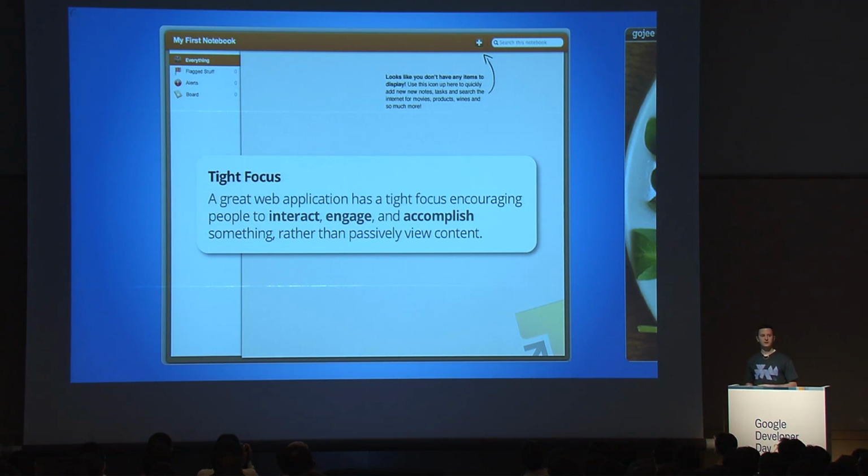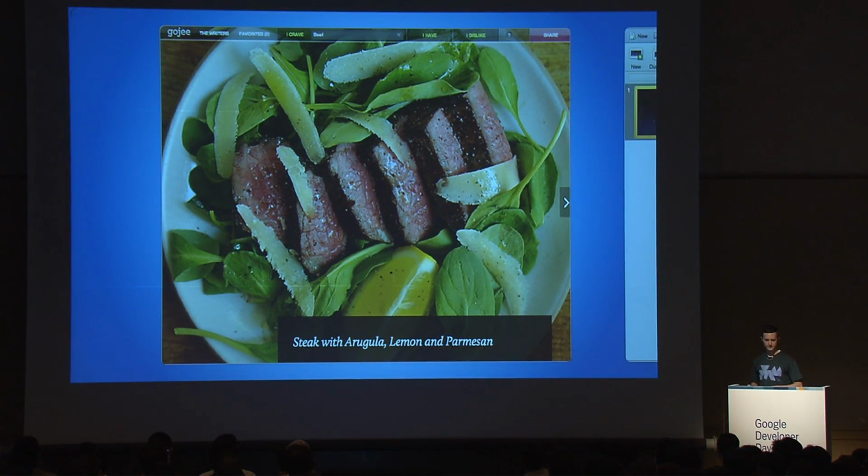So the user comes to your app and they want to interact with it. They want to engage with it, and they're there to get something done. So in this case, we're creating a notebook. So your app should have some kind of purpose behind it.